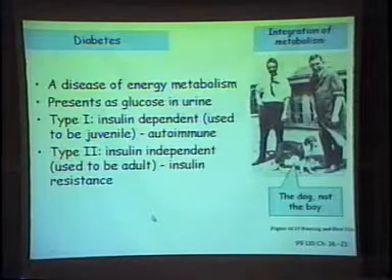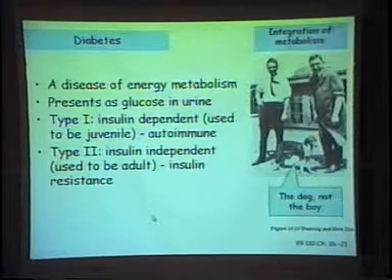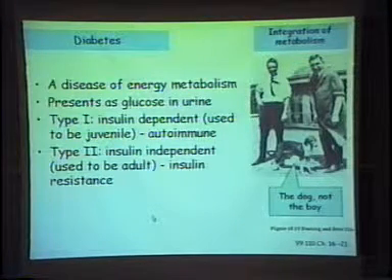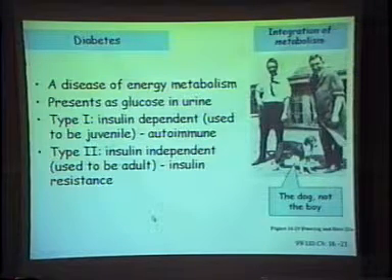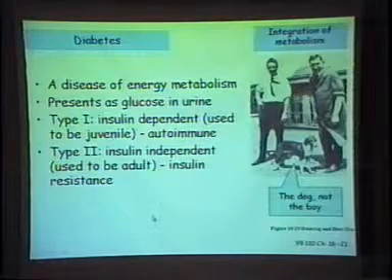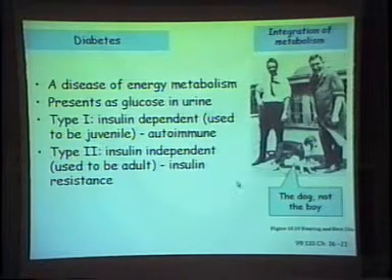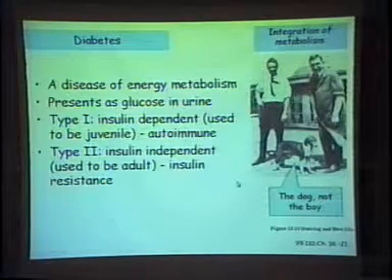Diabetes is a disease of energy metabolism. It's not just a disease of carbohydrate. It's a disease of energy metabolism. But the way that it is first detected usually is that the blood glucose levels get so high that glucose is lost through the urine. And that was detected when this dog had its pancreas removed, and the urine came out sweet enough for flies to come around and sit around the edges of it.